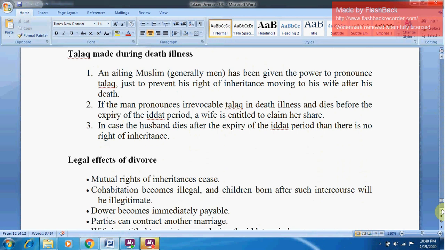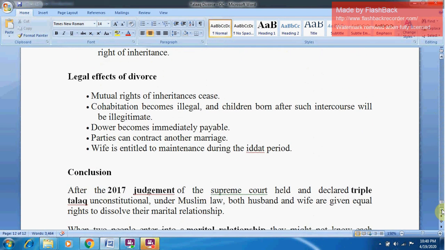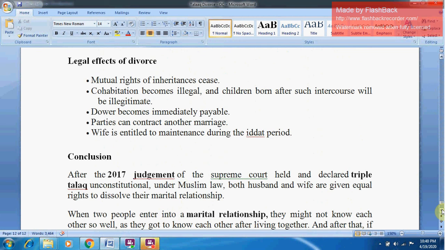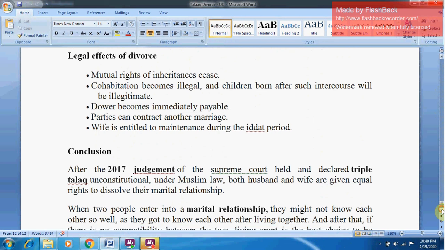Number 2, if the man pronounces irrevocable talaq in death illness and dies before the expiry of the iddat period, the wife is entitled to claim her share. Number 3, in case the husband dies after the expiry of the iddat period, then there is no right of inheritance. Then we will see what the legal effects of divorce are. Number 1, mutual right of inheritance ceases. And number 2, cohabitation becomes illegal and children born after such intercourse will be illegitimate.